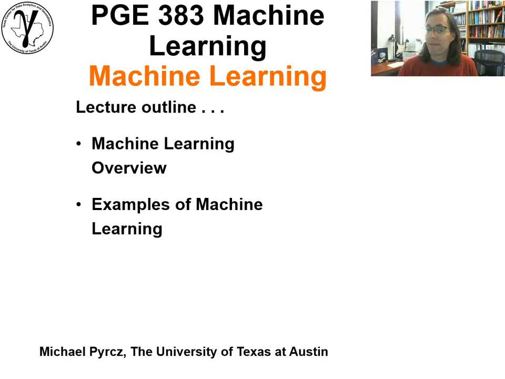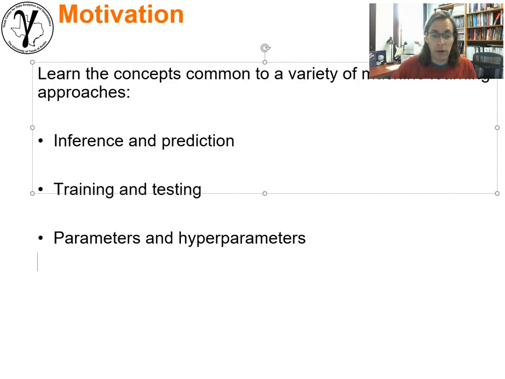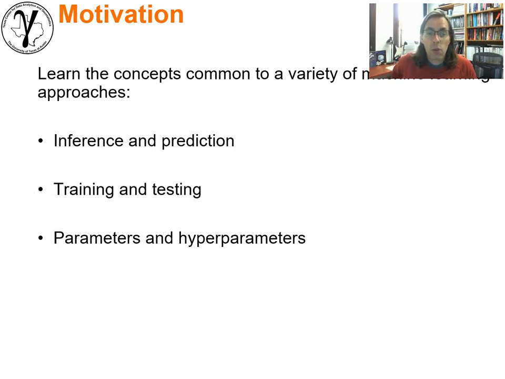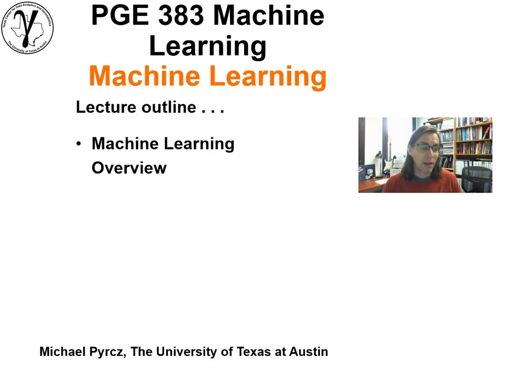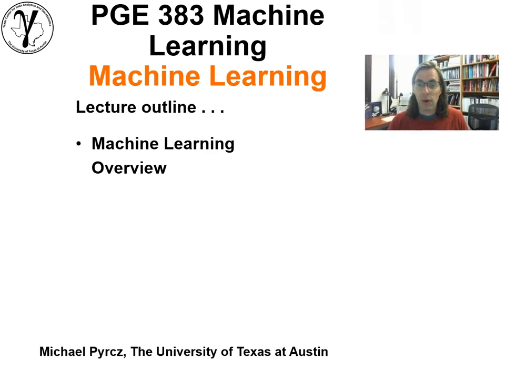Let's talk about the fundamental ideas behind machine learning. And so what we're going to want to do is cover the fundamental concepts and look at, for instance, the general idea or differences between inference and prediction, and training and testing, and parameters and hyperparameters, and so forth. So this will be a very general discussion. We'll use this in order to support everything else we do in machine learning from now on. Okay, so let's go ahead and get into this right now.